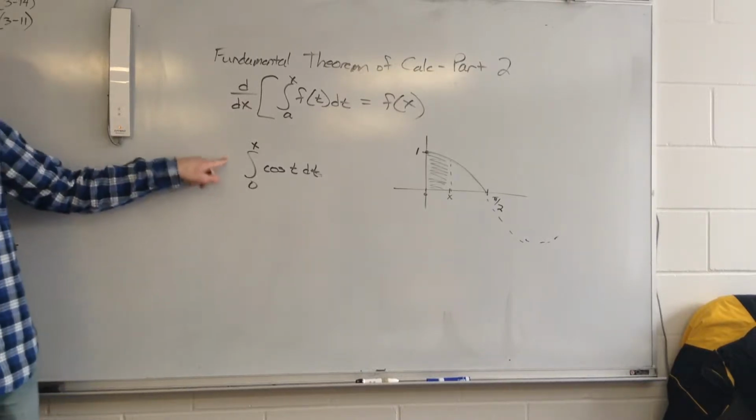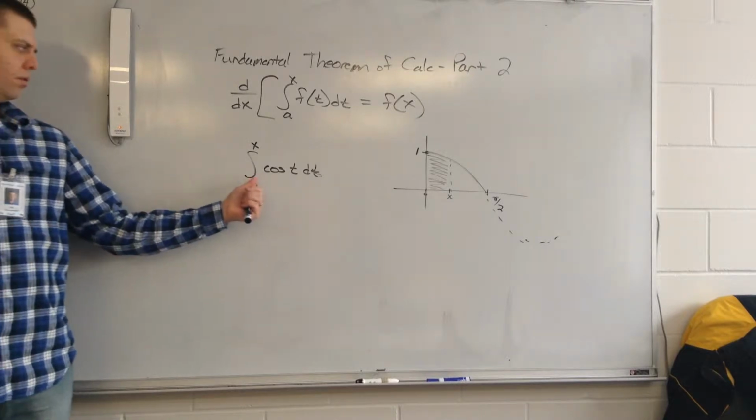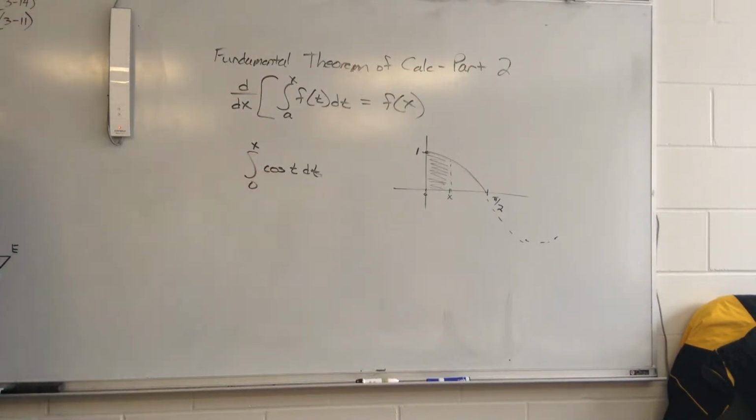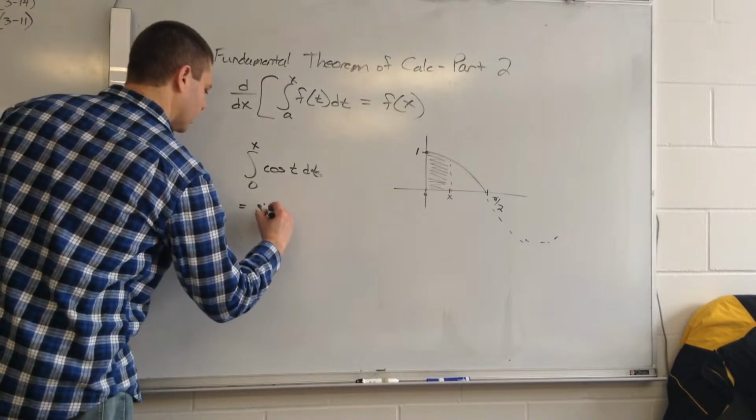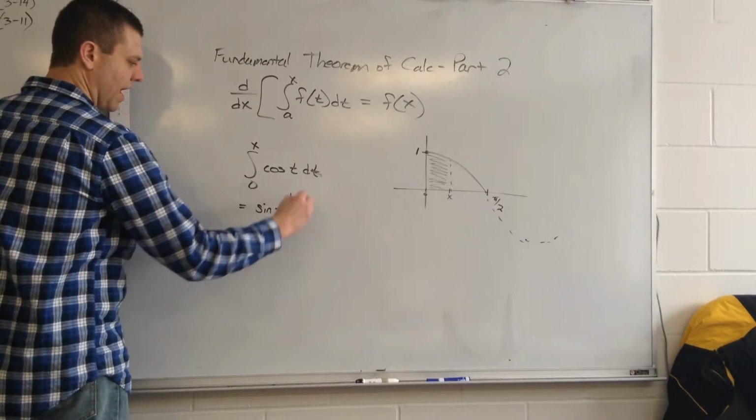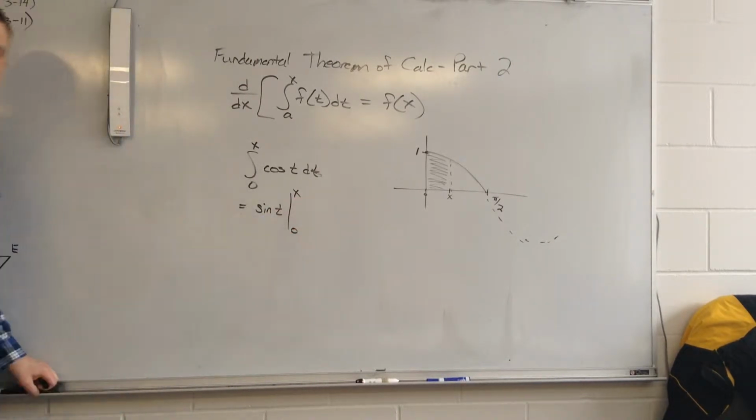Let's do it using the fundamental theorem of calculus part 1. What is the antiderivative of cosine t? Just sine, because the derivative of sine is cosine. So this would equal sine t, and then we'd evaluate that from 0 to x, using the fundamental theorem of calculus part 1.